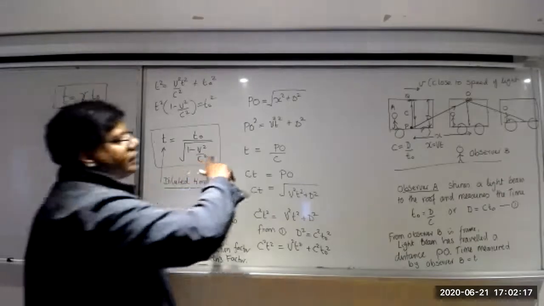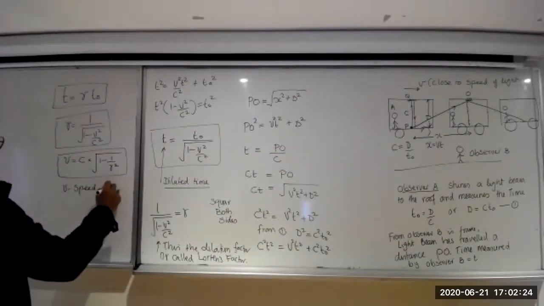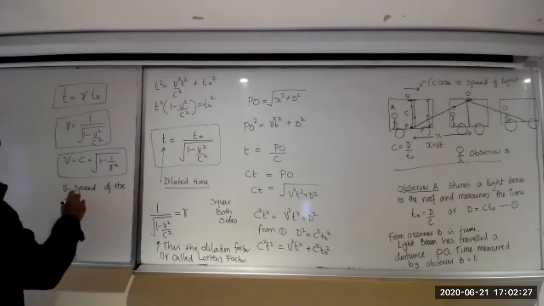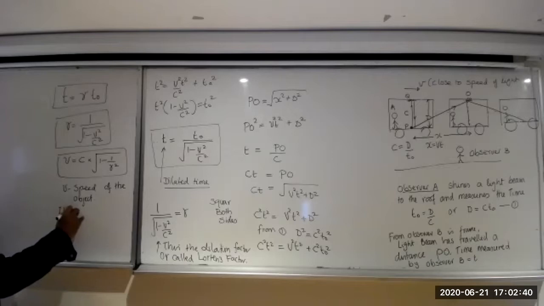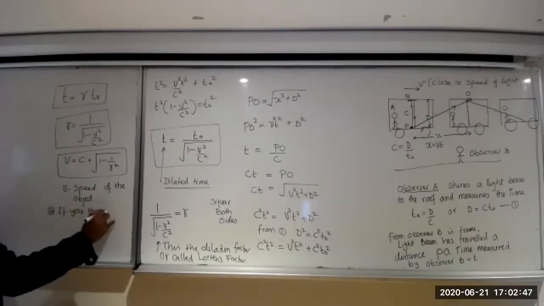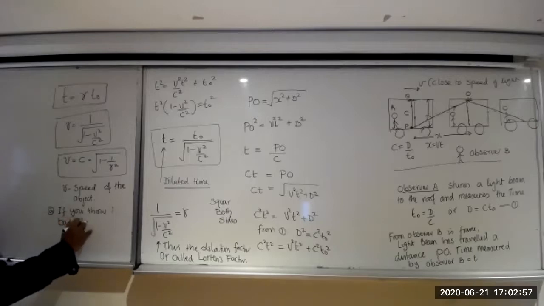Like in this case, like a train. If you throw a cricket ball, if you throw a basketball, find the Lorentz factor.